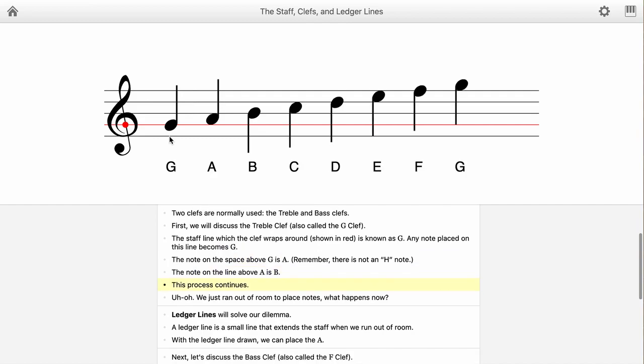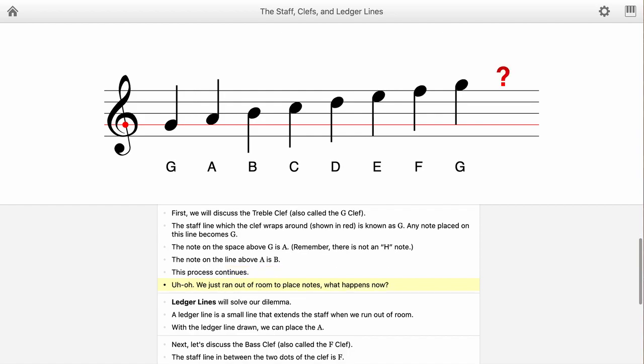We started on our G, went up to the next space, which is A, then continued to the next line B, the next space C, the line D, the space E, the line F, and then sitting above the F on the very top space is another G.